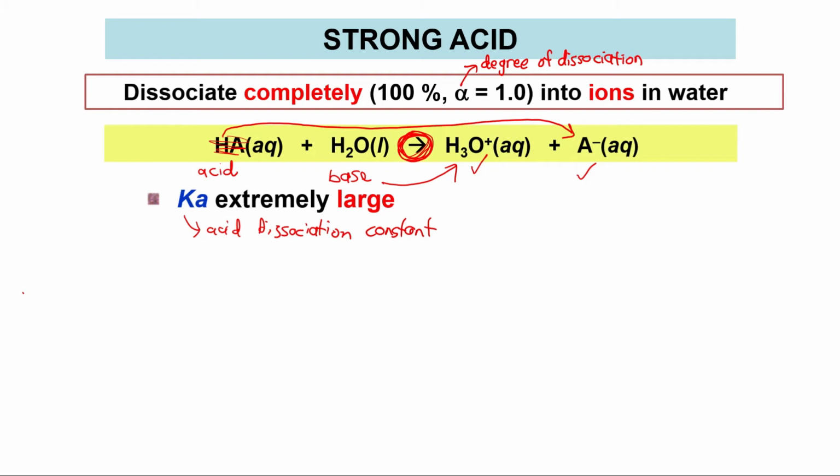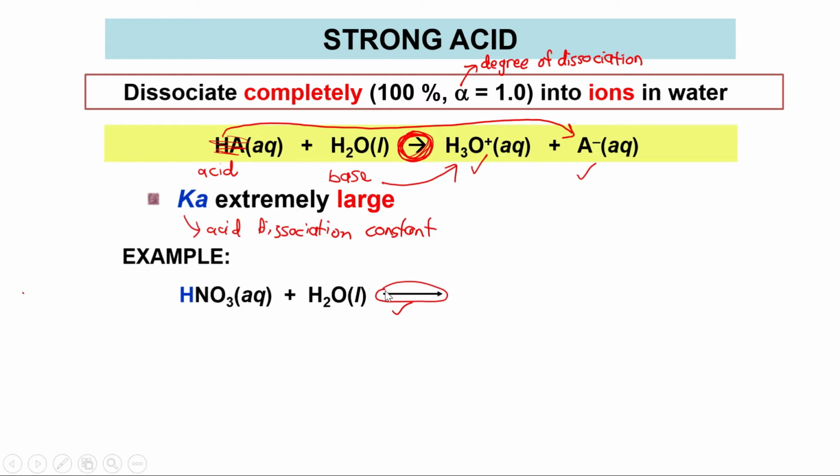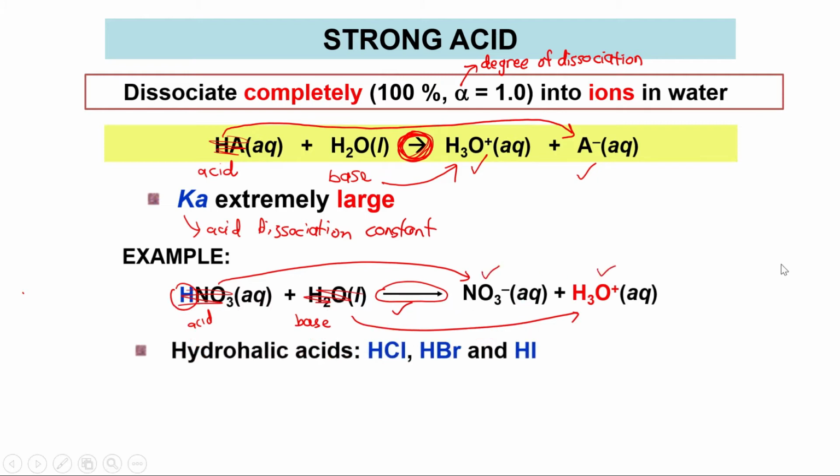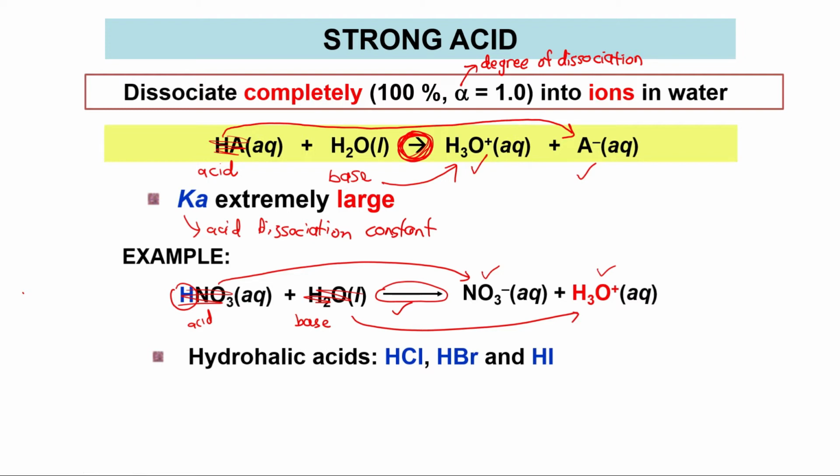The larger the Ka value, that means the stronger the acid. For example, we have HNO3 aqueous. This is an example of a strong acid, which is nitric acid. React with water, completely dissociate, single-headed arrow, into ions. When this acid loses its proton, it's going to form its conjugate base, which is NO3- aqueous, while this water reacts as a base because it accepts proton, forming H3O+ aqueous. That means at the end of the reaction, there are no more acids in the reacting vessel, just left with our ions. You need to memorize the strong acids in our syllabus.